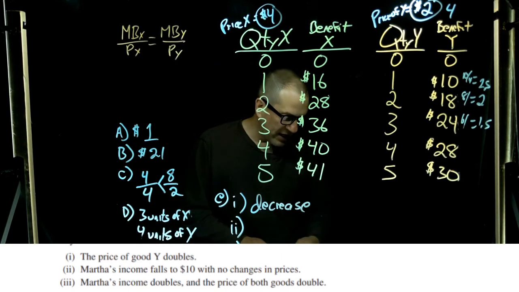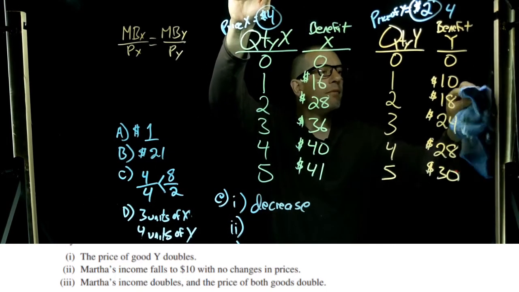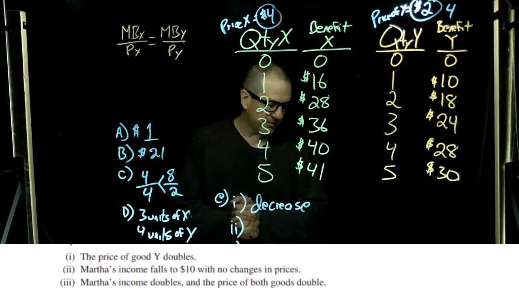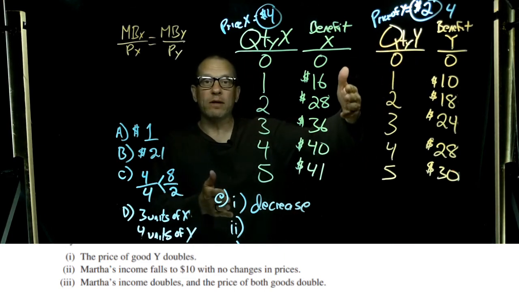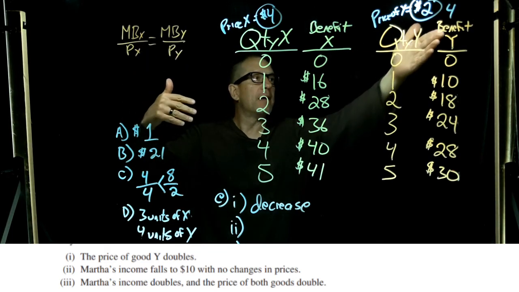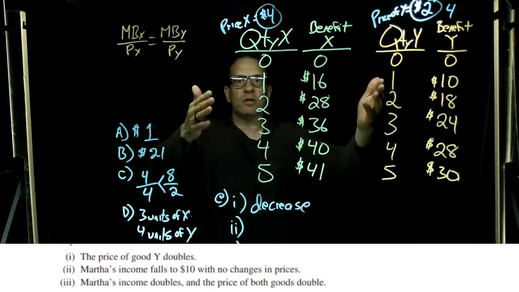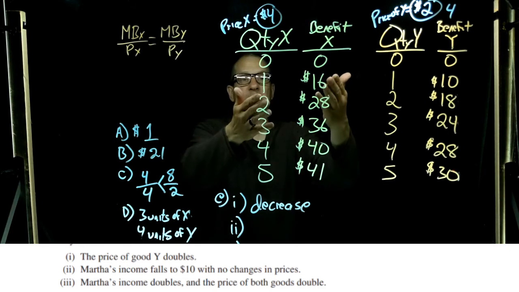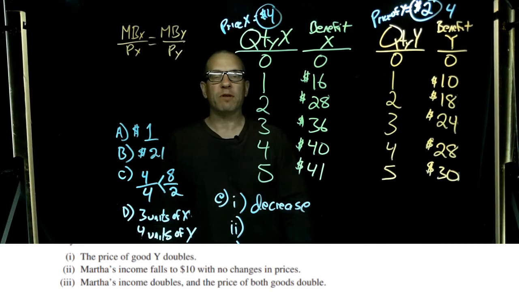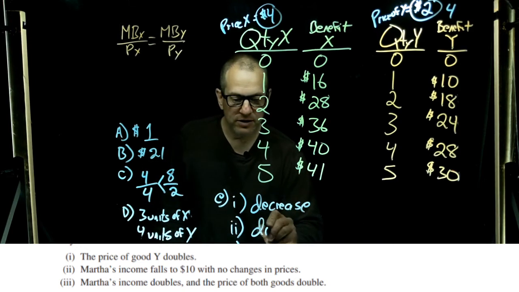Second one says Martha's income falls to $10 with no change in prices. Good Y. Well, based upon what the marginal benefit per dollar was, I'm not going to be able to spend as much money. So I might buy the first item and the second item here. But as we start to go through which item has a greater marginal benefit per dollar and I start to buy some of good X, my money's going to disappear at that point. So I'm not going to be able to buy as many units of good Y as I did before when my income was at $20. So again, this is going to decrease here.